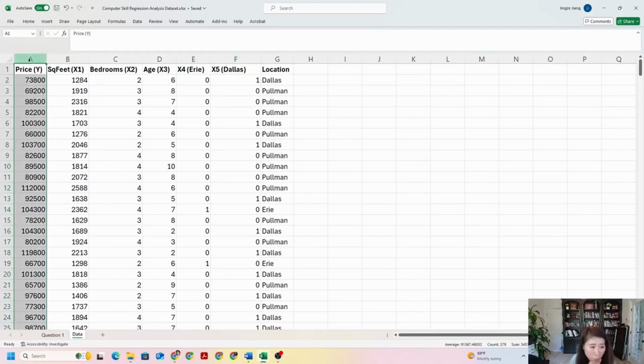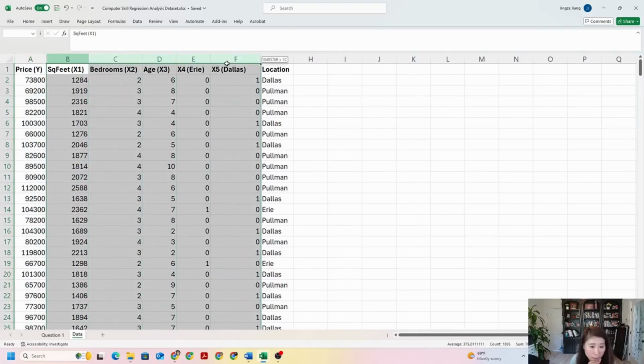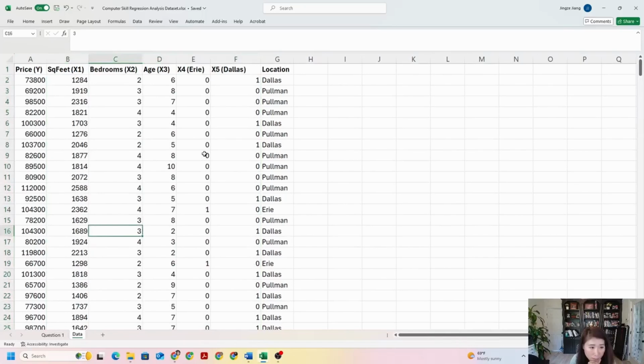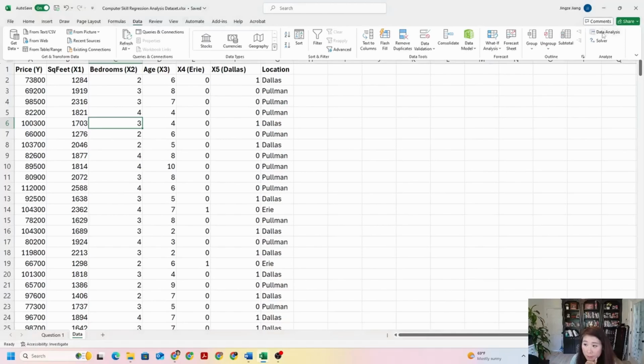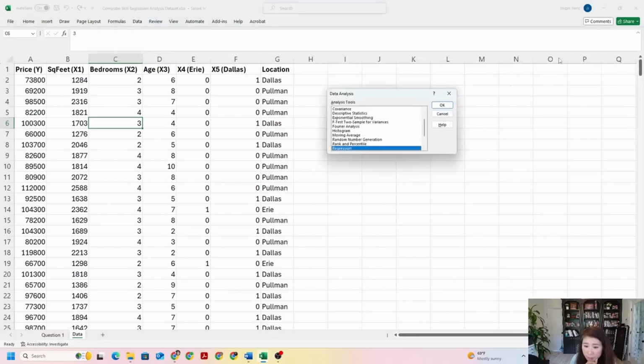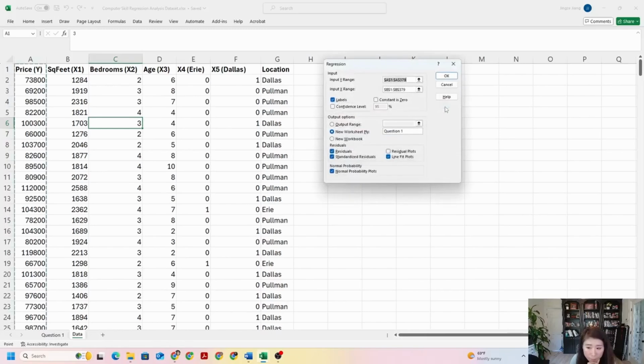My column A is my Y variable, and B, C, D, E, and F are my x variables. So how can we develop our regression equation? First of all, we go to the Data tab. Okay, and then we use the same method we did for our simple linear regression model. We use the Data Analysis ToolPak, select Regression, and click OK.